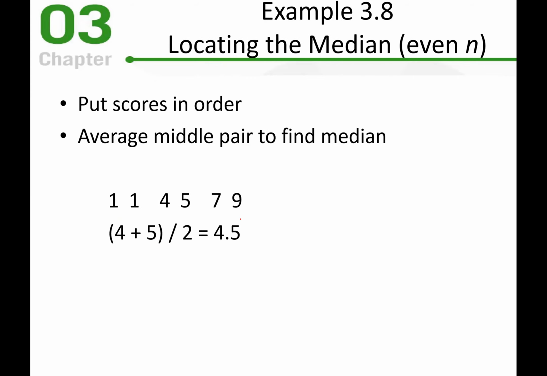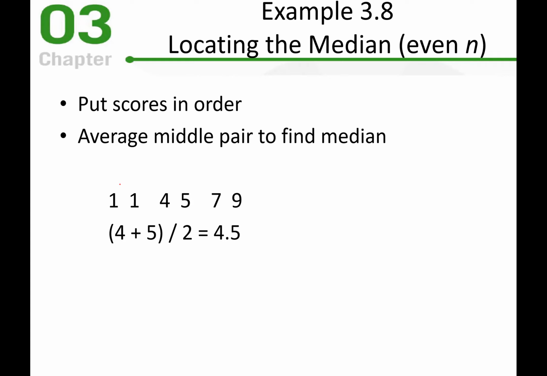But it's not always so easy, right? So if we have an even number of scores in either our population or our sample, we're still going to put the scores in order, all right? And then we're going to do the same kind of crossing out of scores until we find the 2 scores that are in the middle. And then we're going to take those 2 scores and find the average, the arithmetic mean, right?